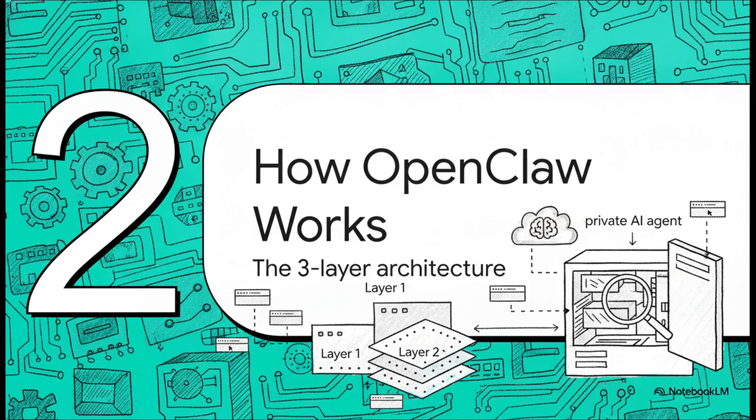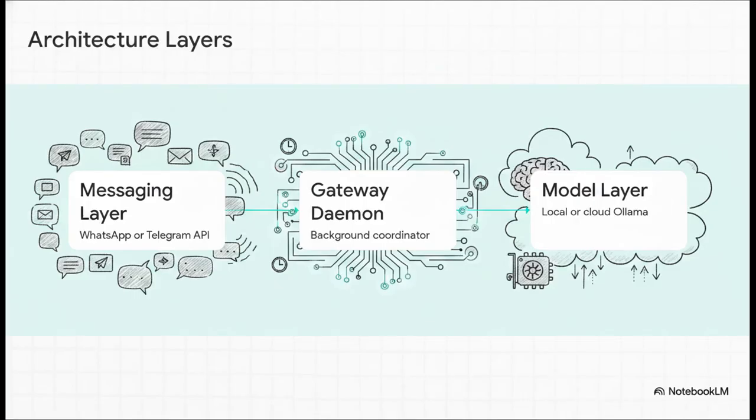Section 2. How OpenClaw actually works, peeking under the hood at the 3-layer architecture. Now, before we go typing any commands, we really need to understand the ingenious architecture that makes this whole system tick. The elegance here comes down to 3 distinct layers. Step 1 is the messaging layer. This is your WhatsApp or Telegram API receiving your text.